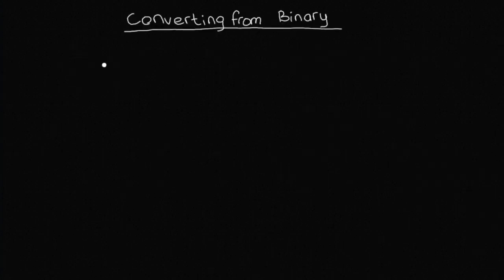Hello everyone, in this video we're going to be converting from binary to decimal. So to start off with, we need a binary number, so we're just going to create a binary number. It doesn't actually matter what it is, but for this example we'll just make up a binary number. So we'll say 1 0 0 1 1 0 1 0. In this number we have 8 digits, or we can call them 8 bits.